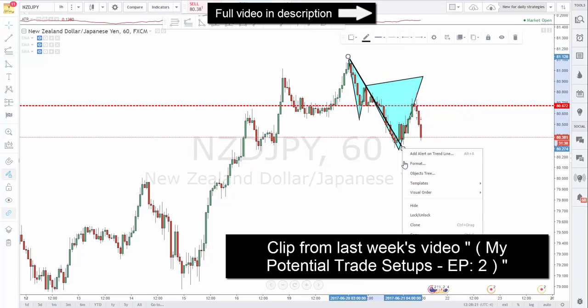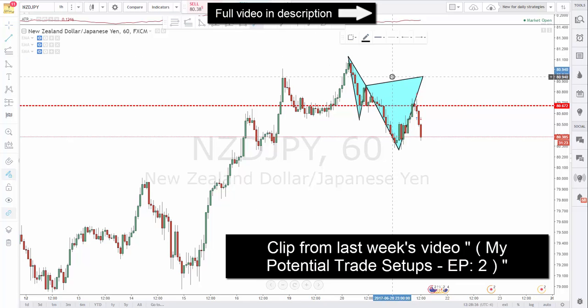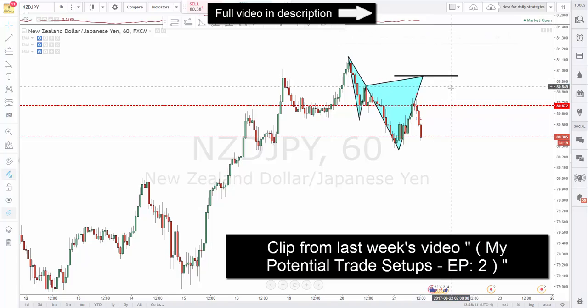So similar to the euro dollar trade from last week, for this potential trade setup, we'll be waiting on this market to push back up into an entry on this advanced pattern. Now, similar to last week's trade setup.